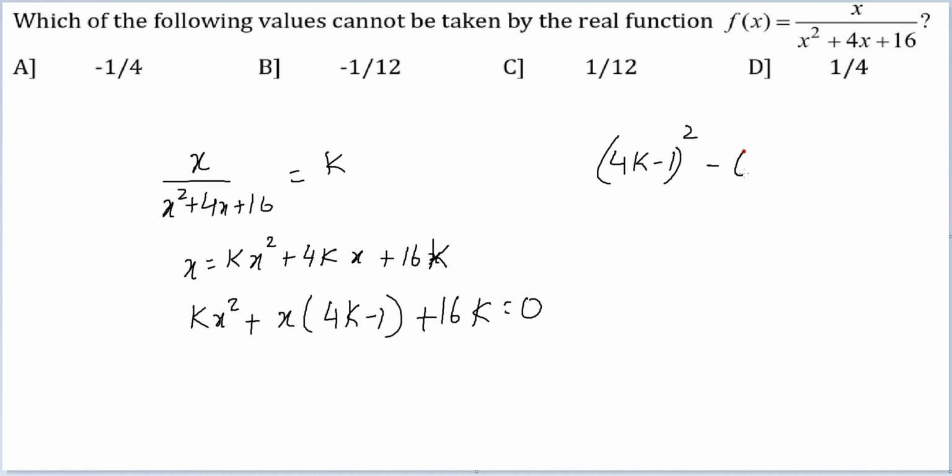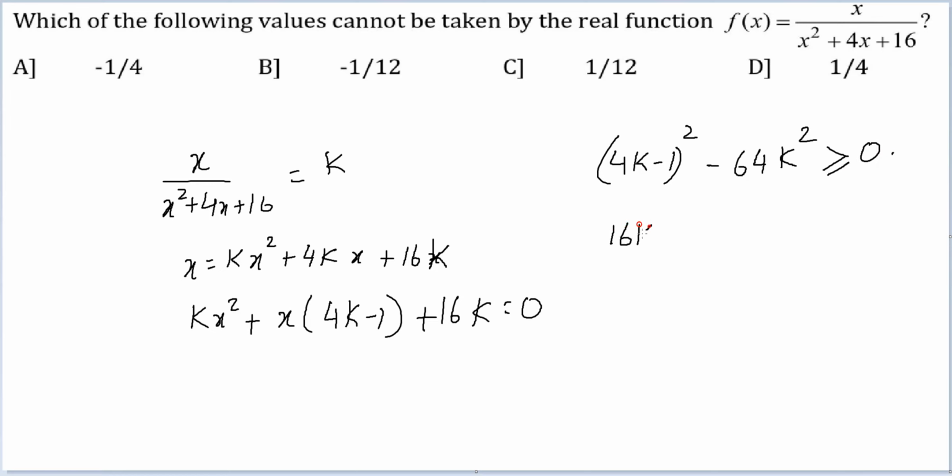minus 4ac, which is 64k square. (4k minus 1) whole square minus 4ac, okay, this has to be greater than or equal to 0.